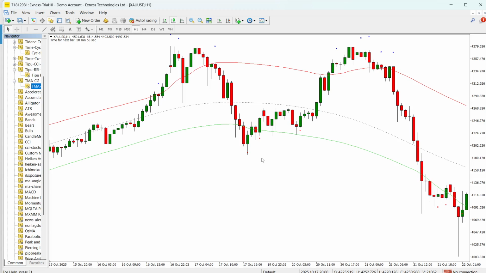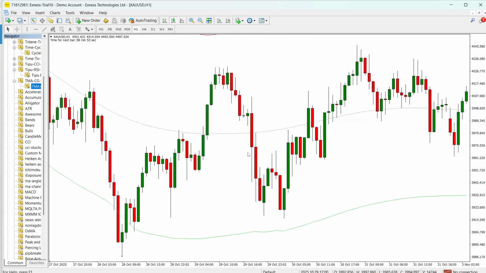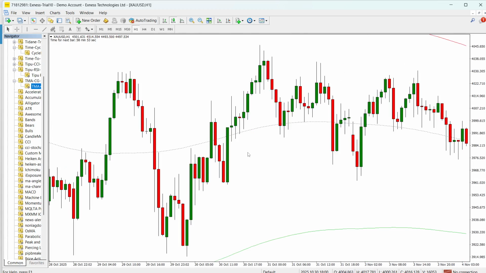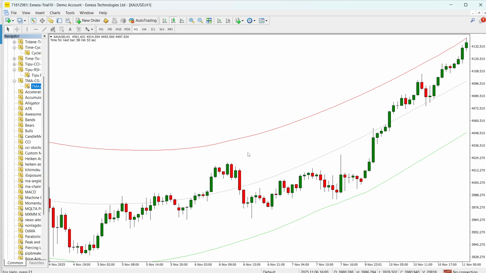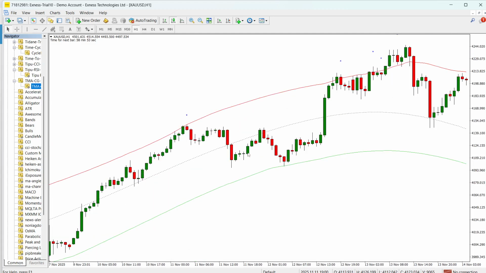As you can see, the TMA CG MTF indicator plots curved bands or levels around price that represent dynamic support and resistance derived from the TMA and center of gravity logic. On a higher time frame, these levels outline the broader trend channel, while on a lower time frame, they refine short-term support and resistance within that bigger picture.